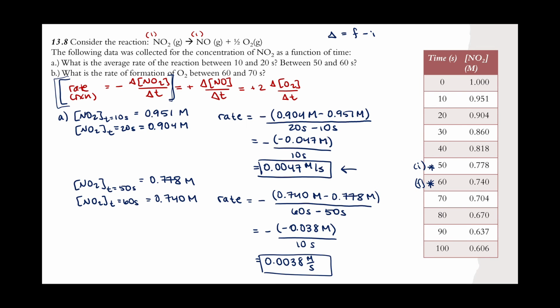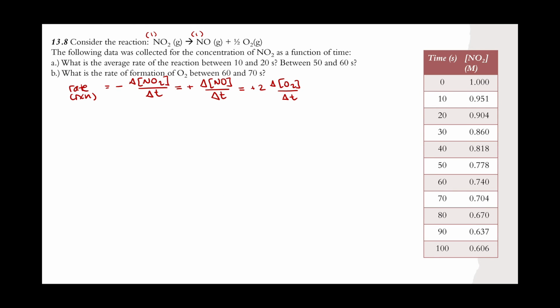I'm going to go ahead and erase everything in blue, and then we'll work on part B. Alright, so now everything is sort of erased. We just have that rate equation. Part B, I did change it just a little bit from what the textbook had. It was asking for the rate of formation of the oxygen gas between 50 and 60 seconds.